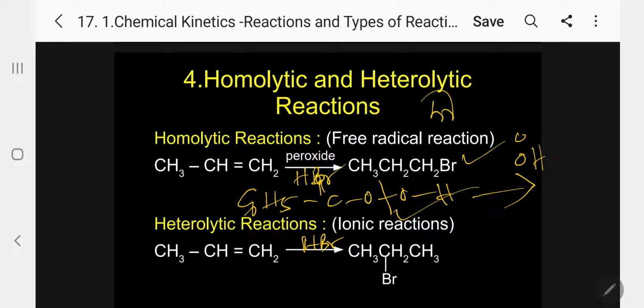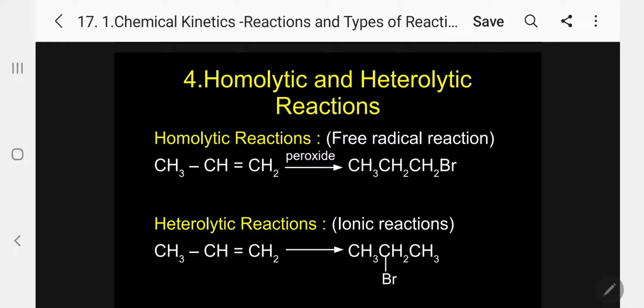Let me give a simple example, kindly follow. In presence of peroxide, the HBr addition to 1-propene gives 1-bromopropane. In the same way, in absence of peroxide, HBr gives 2-bromopropane. So two different mechanisms are operating. One is the free radical mechanism, the other is the ionic mechanism. So, let me write, kindly follow.